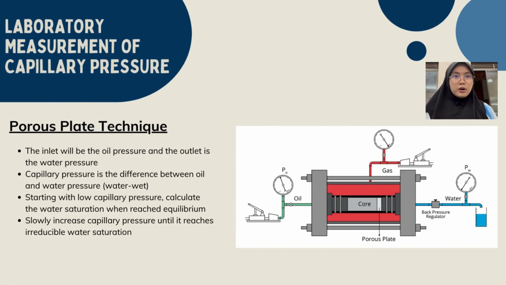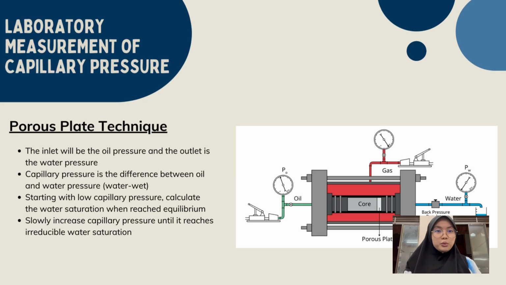Another method is called the porous plate technique. The inlet will be oil pressure and the outlet is water pressure. The capillary pressure will be the difference between oil and water pressure, which is water wet. Starting with low capillary pressure, the water saturation is calculated when it reaches equilibrium, and the capillary pressure is slowly increased until it reaches irreducible water saturation, also known as connate water saturation.